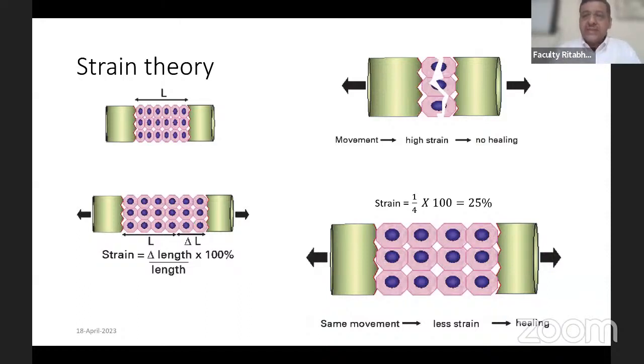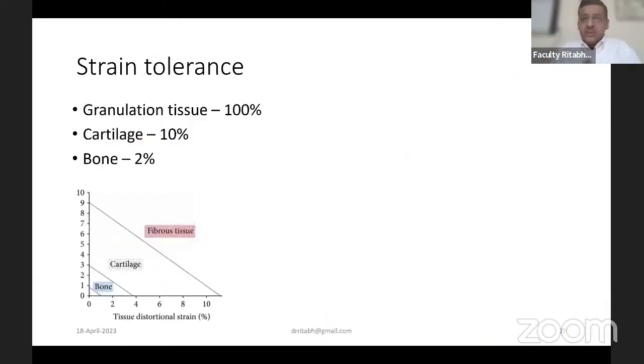But if the fracture gap is only 1 cell thick and it has increased, the strain on the healing cell is 100%. So if the fracture gap is small, the strain environment is very high on healing tissues. And if the fracture gap is more, then the strain environment is less on healing tissues. So this is a concept and this is a fact now. Bone forms when the strain is less than 2%. Cartilage forms when the strain is around 10% on healing mesenchymal tissue. And granulation tissue forms when the strain is 100%.